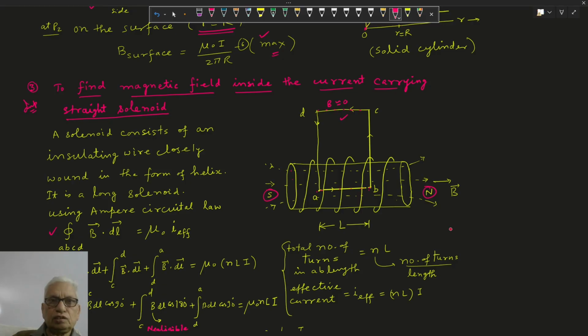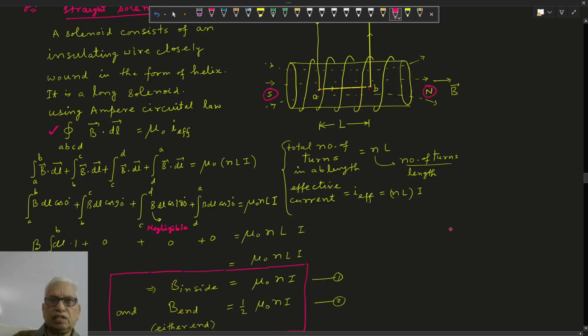We broke the closed path into four parts: A to B, B to C, C to D and D to A. How will we take mu naught I effective? Suppose in this wire the number of turns per unit length is small n, multiplied by the length of AB wire, n into L, is the total number of turns. The effective current will be that multiplied by I, so in its place we wrote NLI.